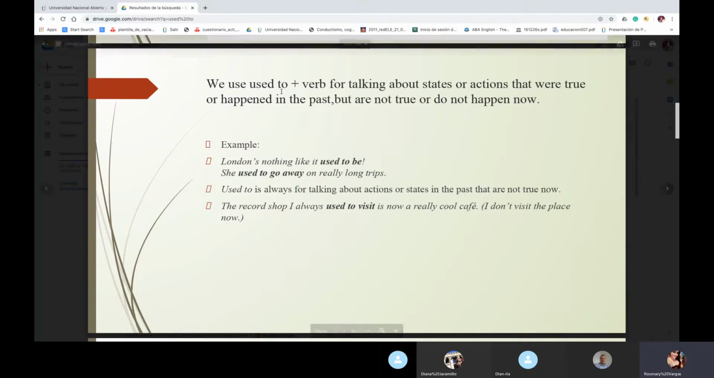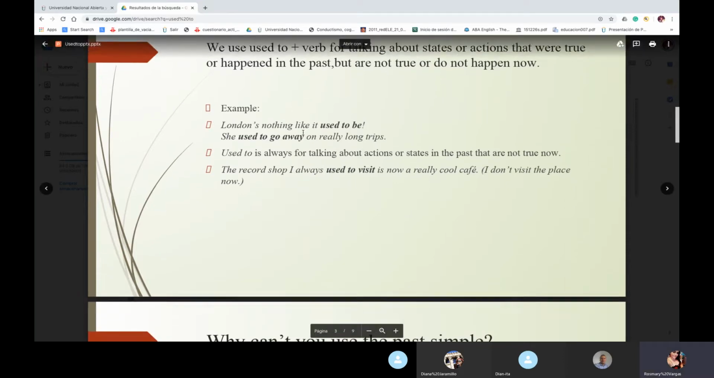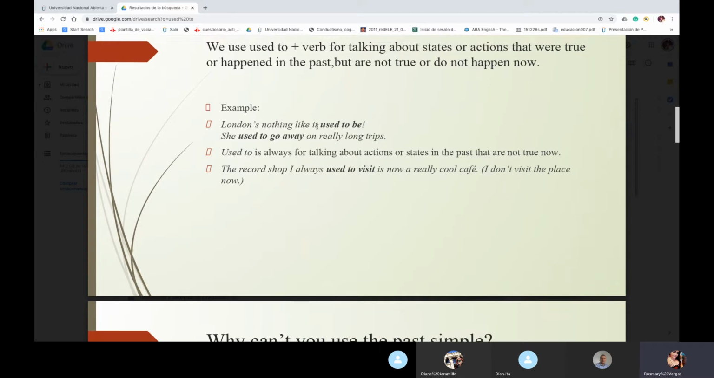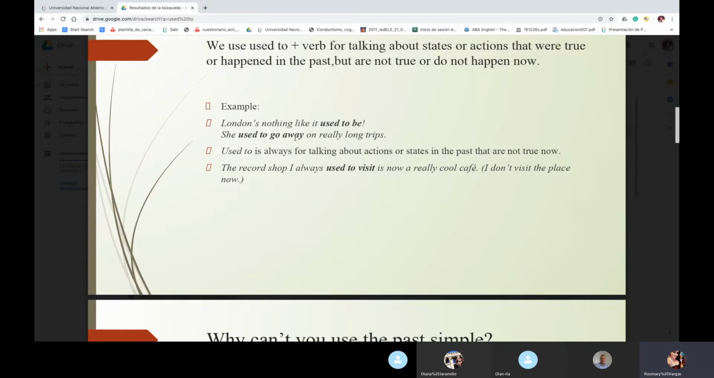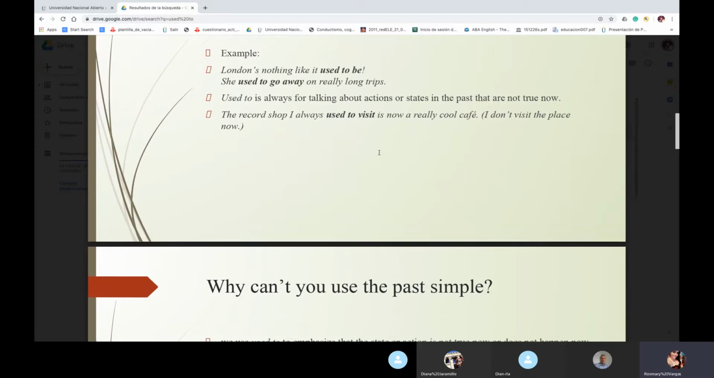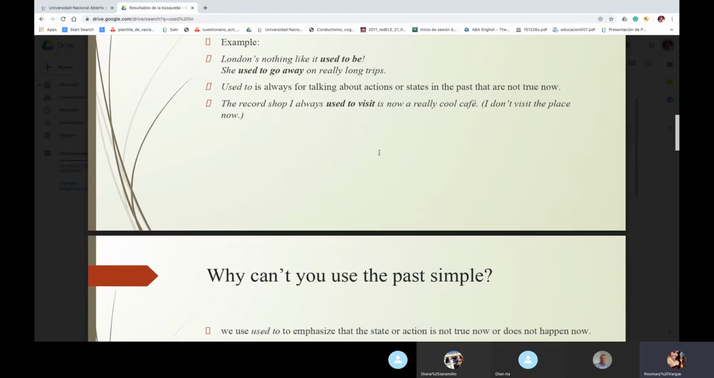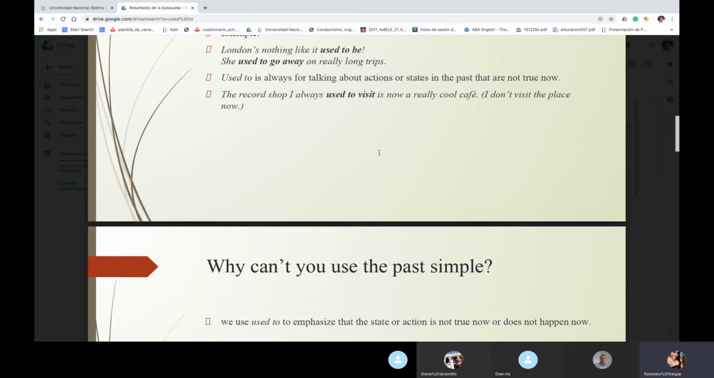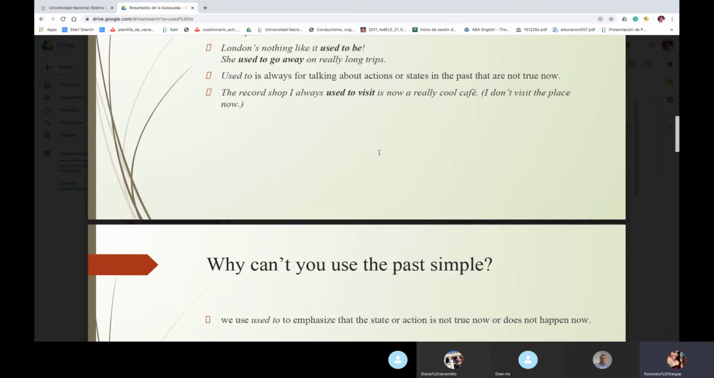We use "used to" plus the verb for talking about states or actions that were true or happened in the past, but are not true or do not happen now. For example, London's nothing like it used to be. She used to go away on really long trips. "Used to" is always for talking about actions or states in the past that are not true now. The record shop I always used to visit is now a really cool cafe. I don't visit the place now.